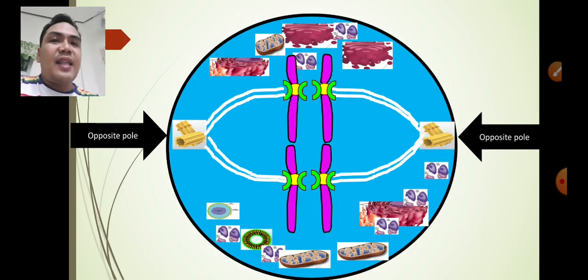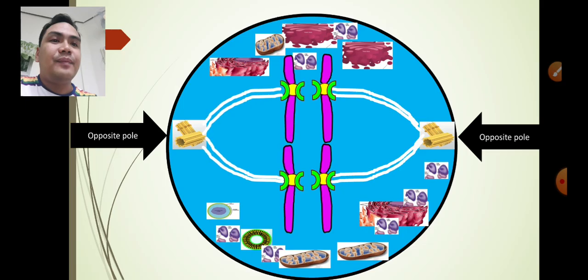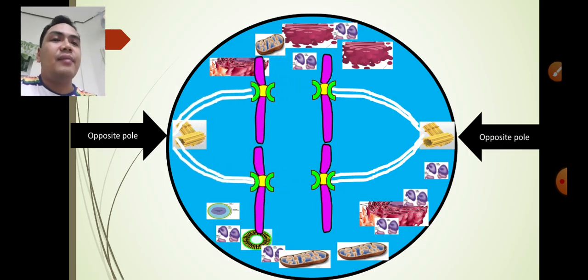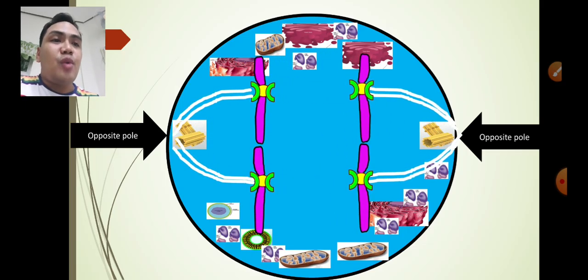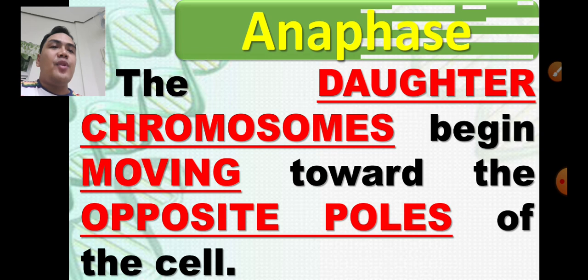And for the second event, take a look at the movement of these daughter chromosomes. They move towards where? That's right. The daughter chromosomes move towards the opposite poles. The daughter chromosomes begin moving toward the opposite poles of the cell.